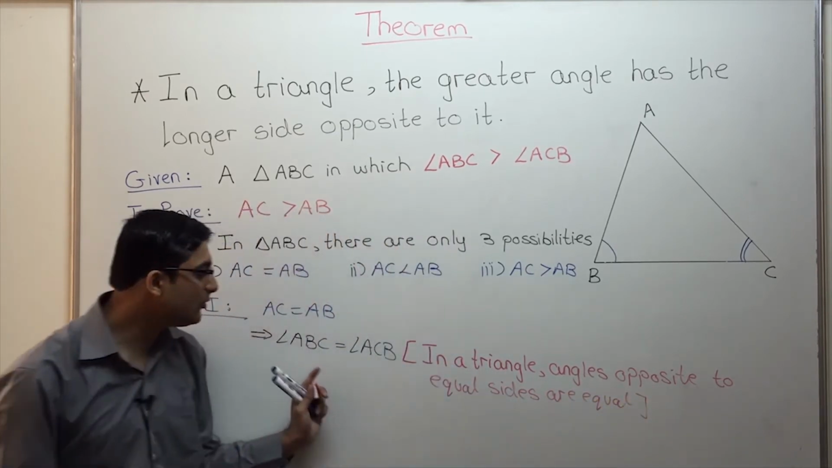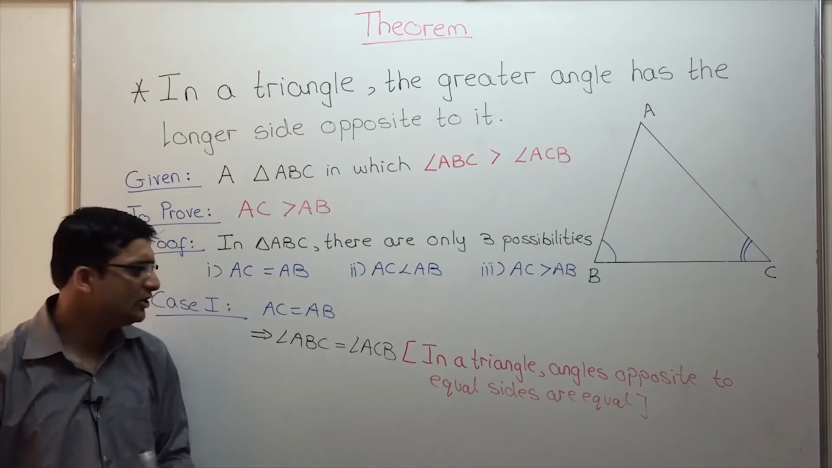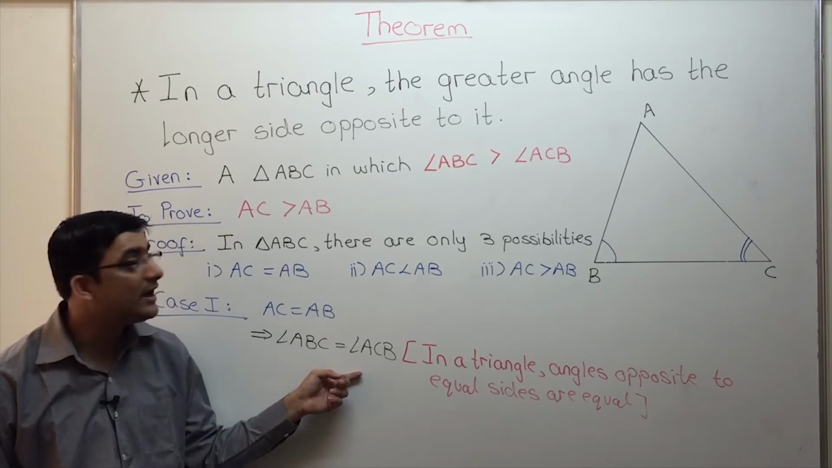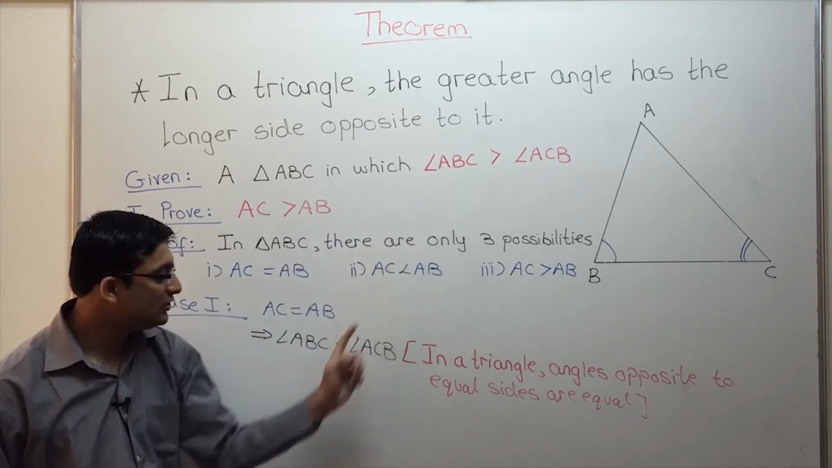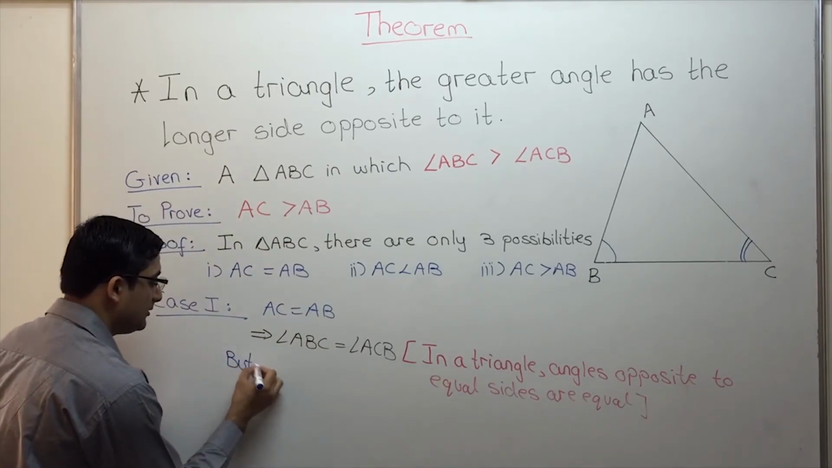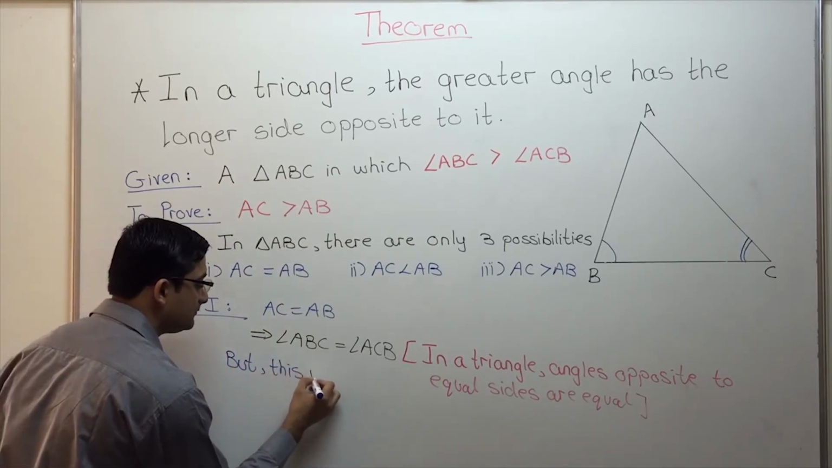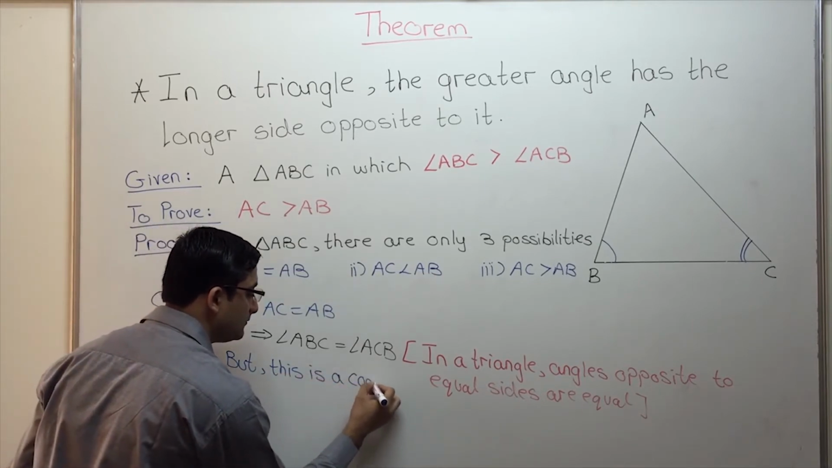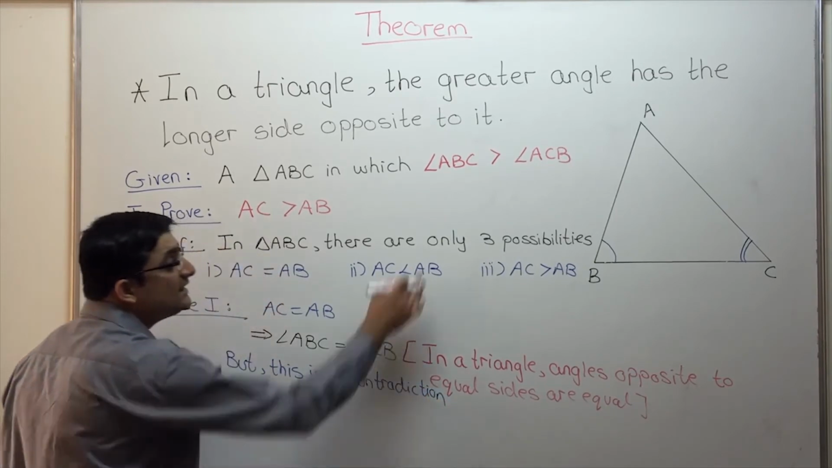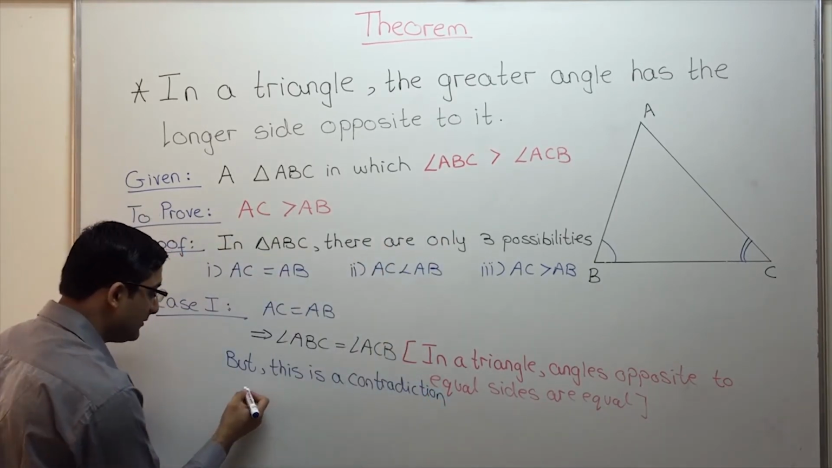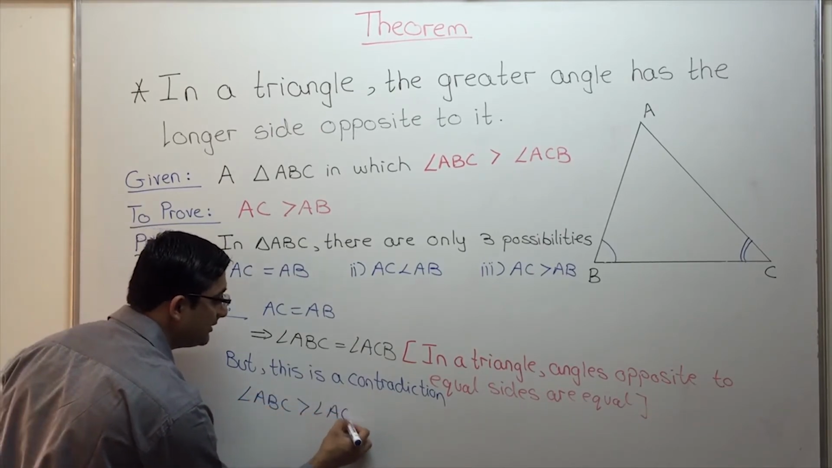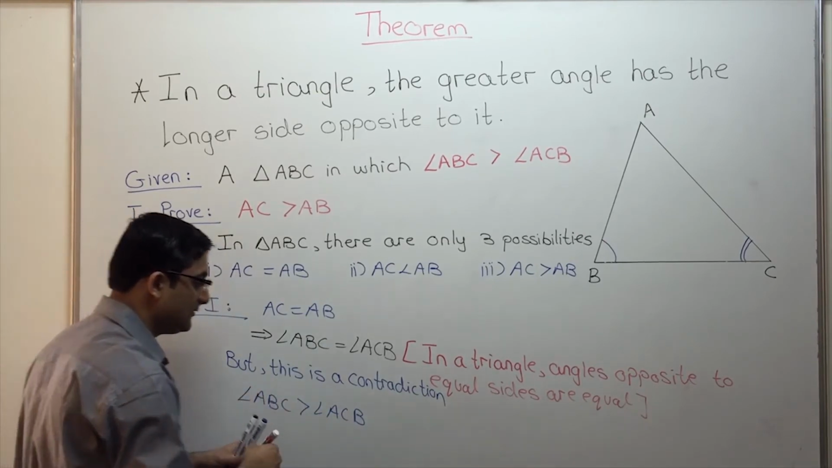So remember, in a triangle, the moment you see two equal sides, opposite angles are equal. So we're getting angle ABC is equal to angle ACB. But this over here is a contradiction. Why? Because it is given to us that angle ABC is greater than angle ACB. So you write over here, because angle ABC is greater than angle ACB. This over here is given to us.